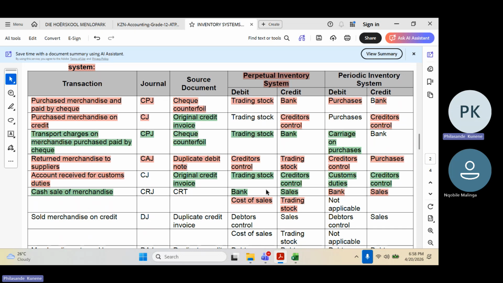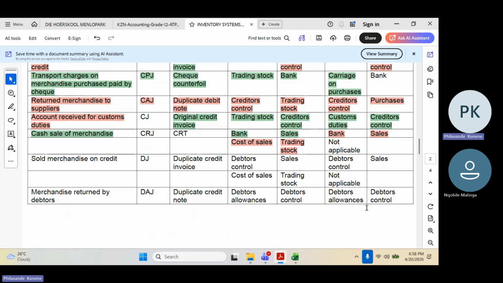As you can see here, 1, 2, 3, 4. 4 accounts being affected, but this side is only 2. Why we don't have cost of sales and trading stock is because this system does not keep track of trading stock and cost of sales. This one does keep track, so cost of sales are recorded. So it's not possible for us to have cost of sales and trading stock under periodic.